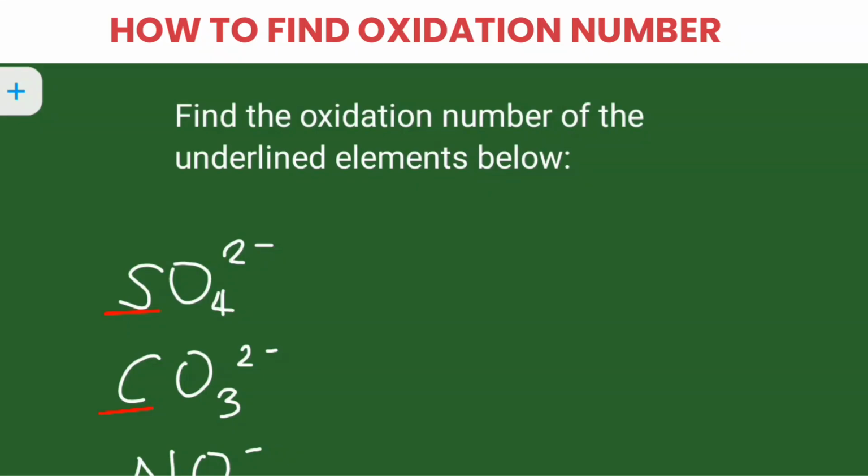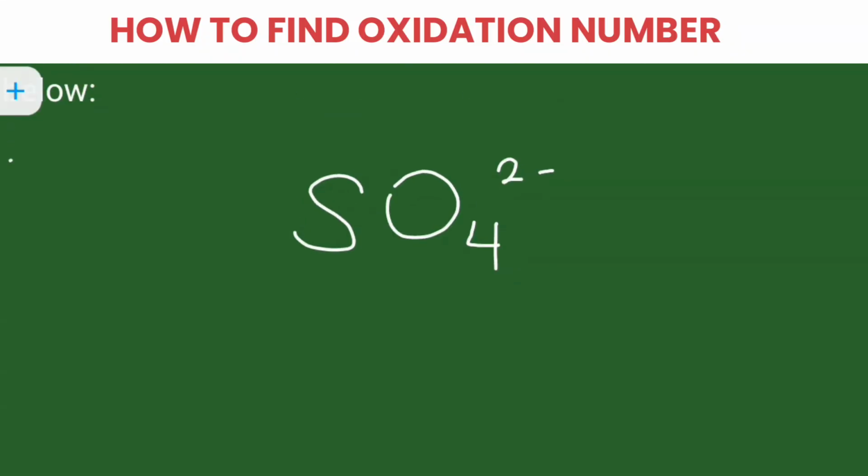So for this question, we want to find the oxidation numbers of the underlined element. When you are given a question like this, the first thing you need to look at is the charge. The charge is -2. There are two elements here, sulfur and oxygen. The total oxidation number of sulfur plus that of oxygen must be equal to the charge. It must balance with the charge.